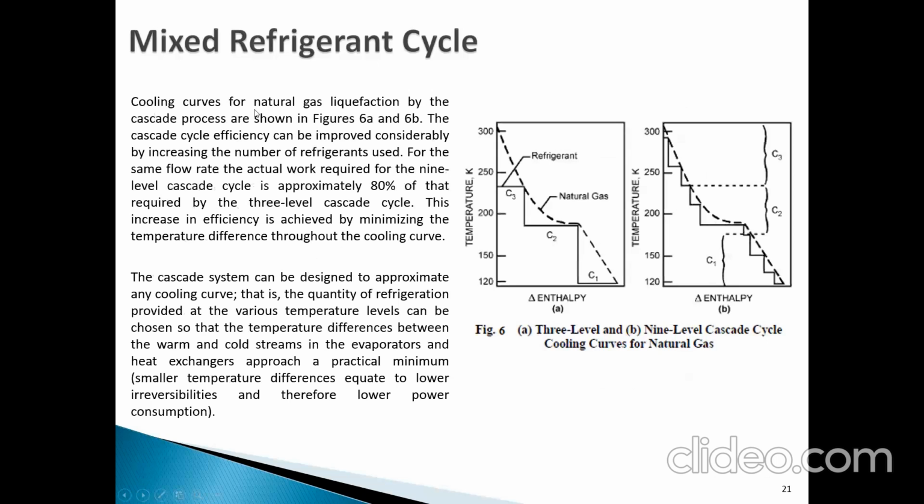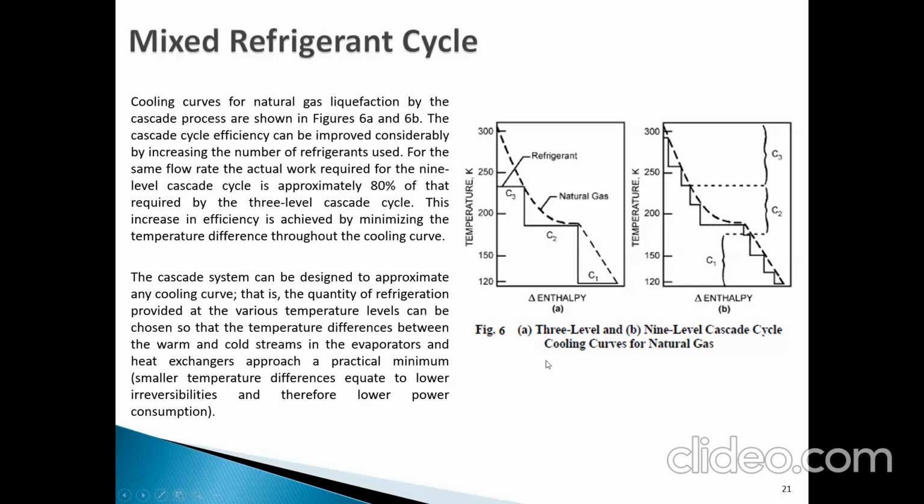Cooling curves for natural gas liquefaction by the cascade process are shown in figure 6A and 6B. Yan, yung mga refrigerant, C1, C2. The cascade cycle efficiency can be improved considerably by increasing the number of refrigerants used. For the same flow rate, the actual work required for the 9-level cascade cycle is approximately 80% of that required by the 3-level cascade cycle. This increase in efficiency is achieved by minimizing the temperature difference throughout the cooling curve.